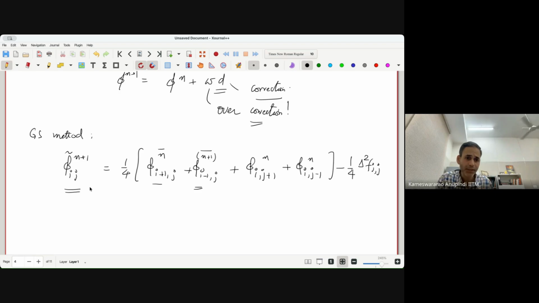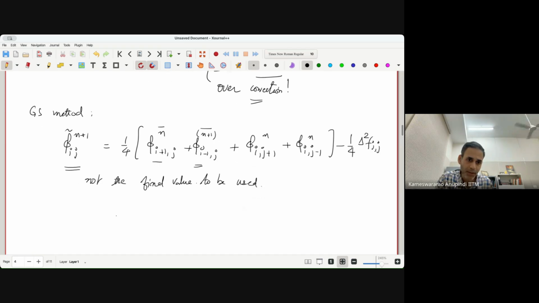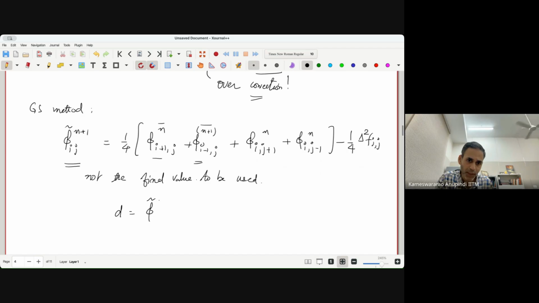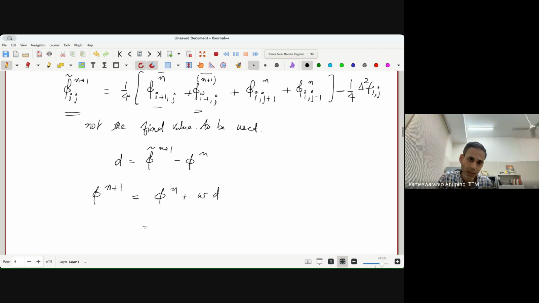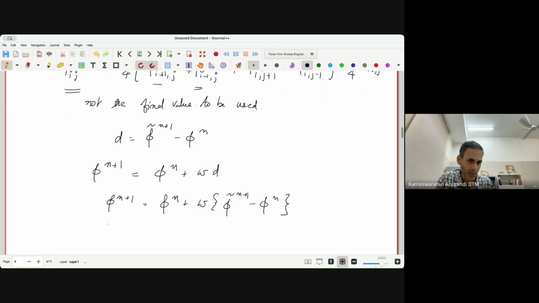But then we say that this is not the final value. So successive over relaxation says that this is not the final value to be used. Rather, calculate the difference. The difference is basically now phi tilde n plus 1 minus phi n. Now you calculate the final value, which is phi n plus 1 equals phi n plus omega times d. That means this is phi n plus omega times phi tilde n plus 1 minus phi n. So that is my phi n plus 1. So that is the formula.